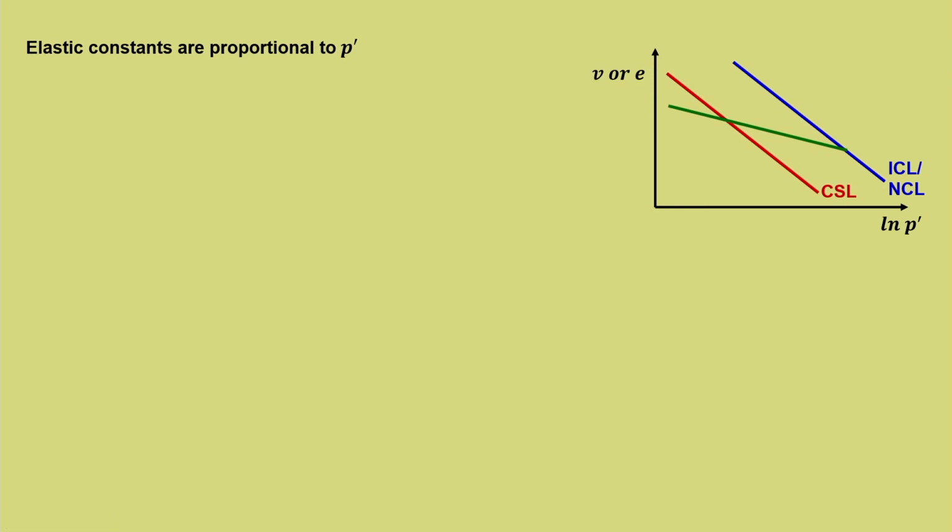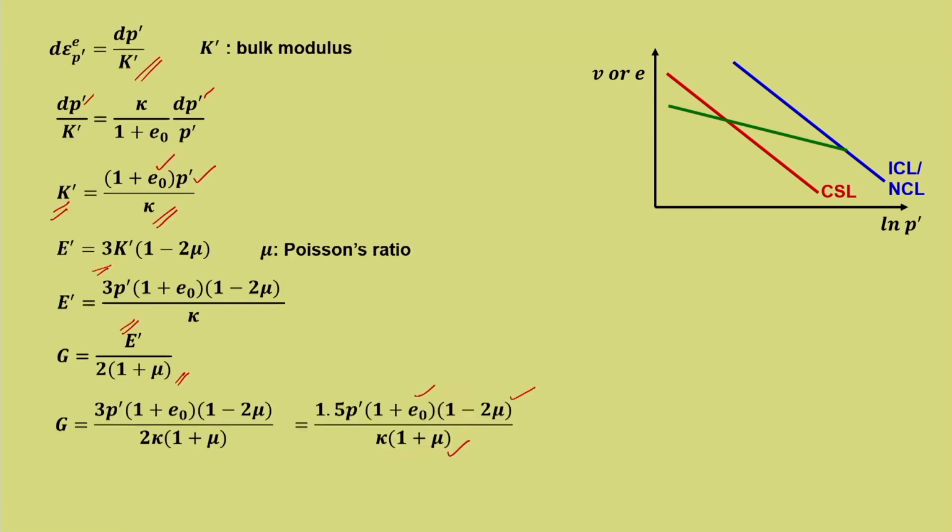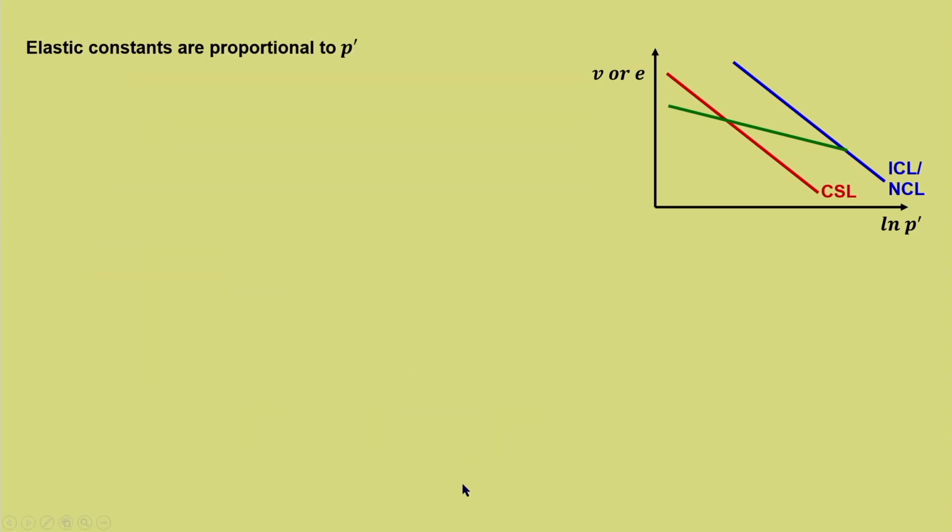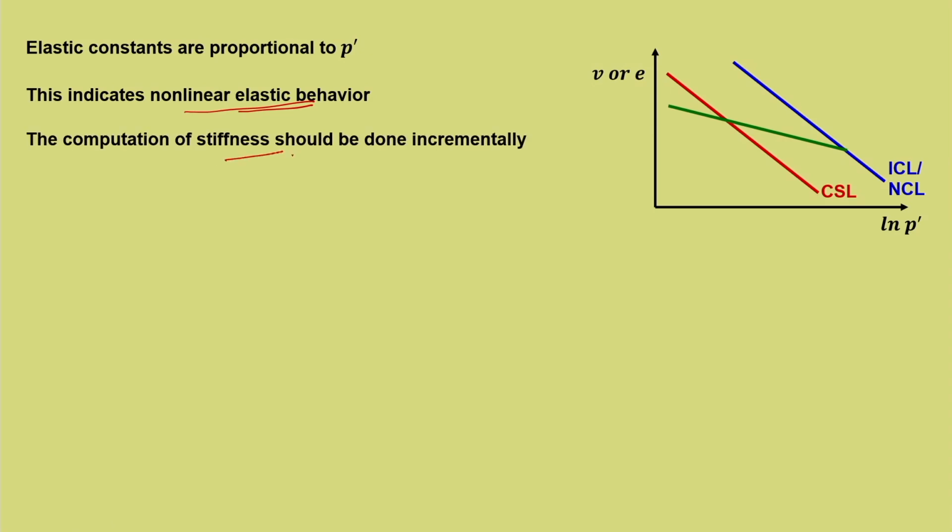So, elastic constants, whatever we have discussed here, are all proportional to p dash. You can see in the expressions that K dash, E dash, and G are functions of p dash. So, elastic constants are proportional to p dash. This indicates the nonlinear elastic behavior. So, it is not that we simply substitute and get the result, it should be in an incremental manner. The computation of stiffness should be done incrementally.